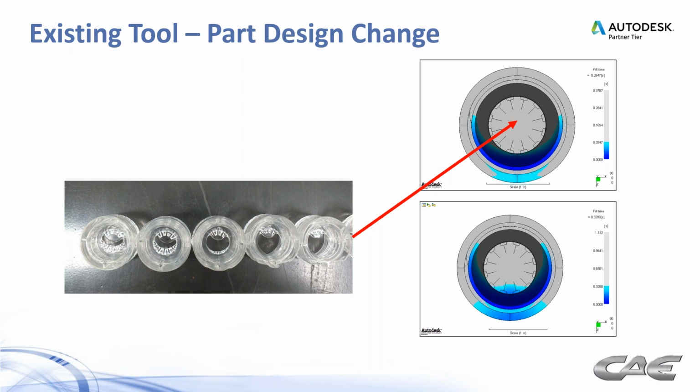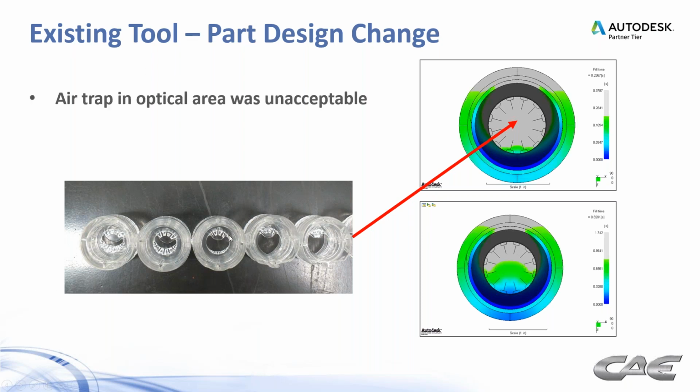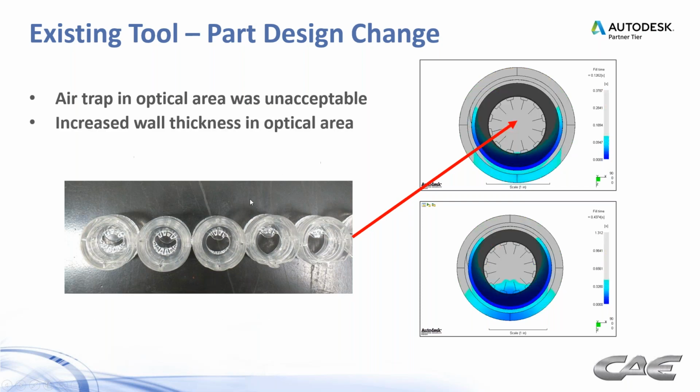So this was another case for an existing tool. We had a part design change in this case. This air trap in the optical area was unacceptable. You see some short shot pictures here forming right to left, actually. So this area in the center of the part was an optical area. There's some kind of a viewing type of a device. So that was unacceptable. It wasn't causing a short, but it was causing a knit line in there which screwed with the optics.